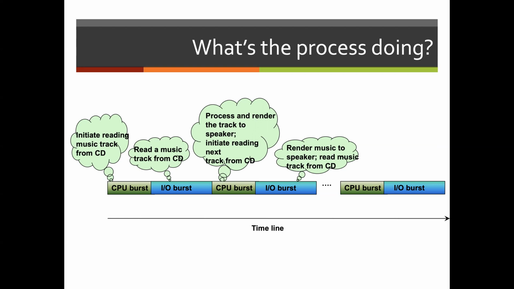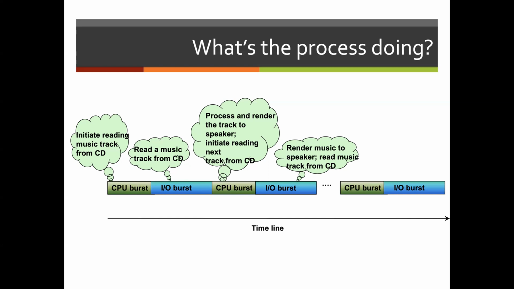And then we need to process and render the track to speaker and also initiate reading the next track from the CD. And that's going to result in another CPU burst. And then we need to render music to speaker and continue to read and process the music from the CD. And that'll be another IO burst. And so we want to continue the types of bursts that are taken into account.